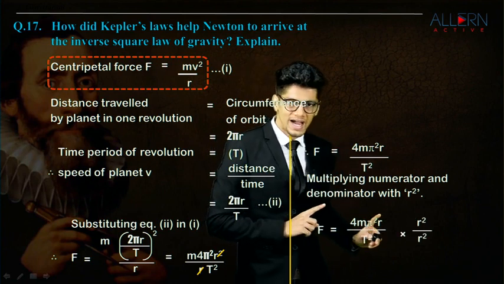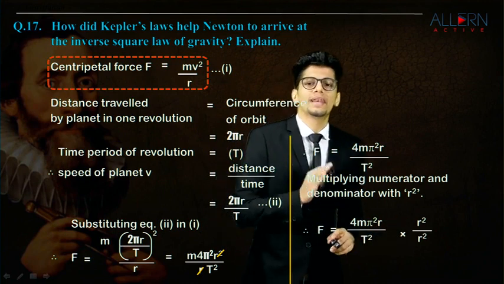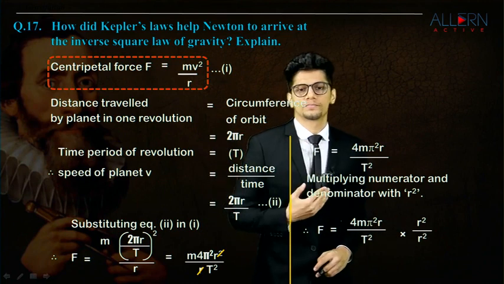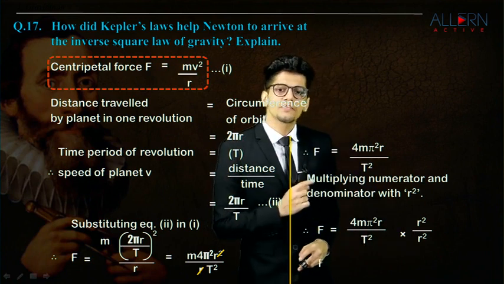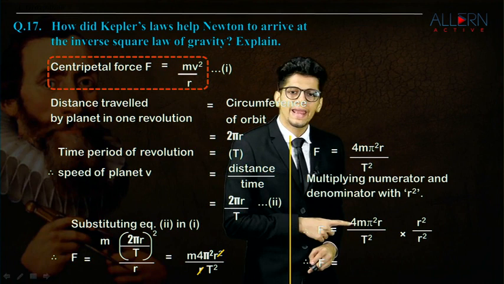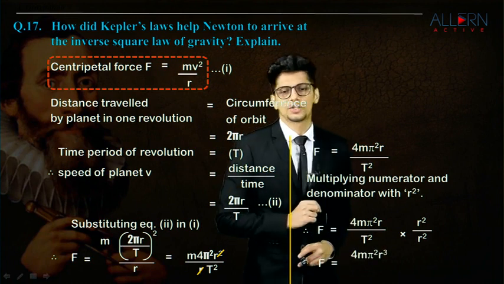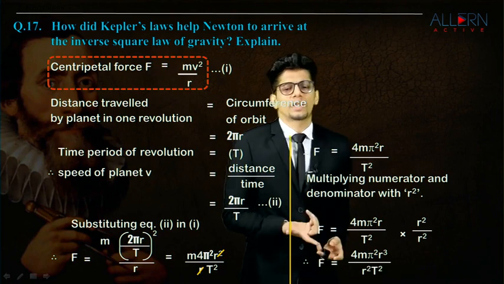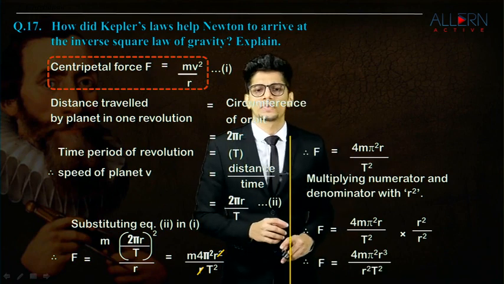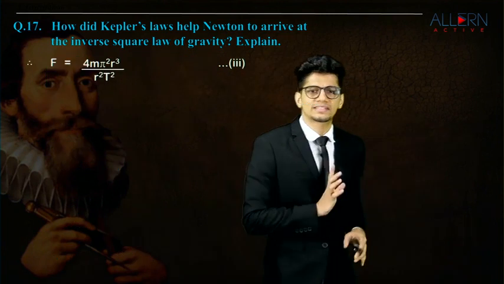Now, this r and this r square will now become r cube, and t square r square will get combined. So, what we have right now is 4 m pi square r cube upon r square t square, or you can say t square r square, whatever you want to call it. Let us take this step forward. This is step number 3.